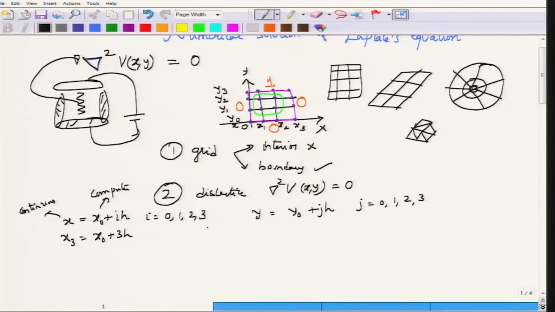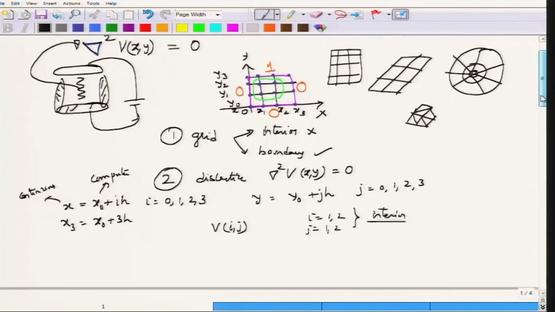Any point inside that can be represented by v of i comma j, where i would represent the ith point. So, i equal to 0, and i equal to 3 would be the last point. This is kind of the C notation that we are looking at. For the interior case, i is equal to 1 and 2, j is equal to 1 and 2. So, this would be the interior situation. The exterior points are all with i equal to 0 or j equal to 0, the outer layer points that we are considering, when i and j have at least one of those elements equal to 0.